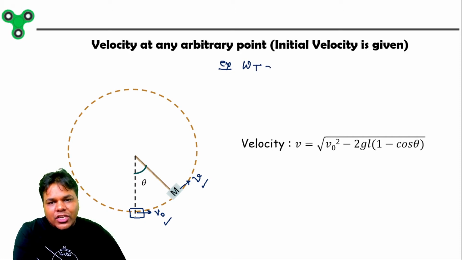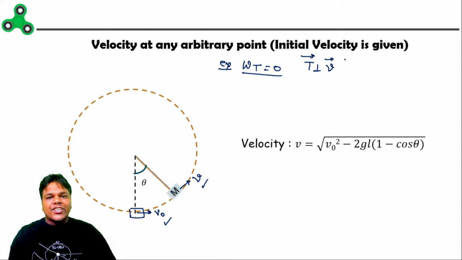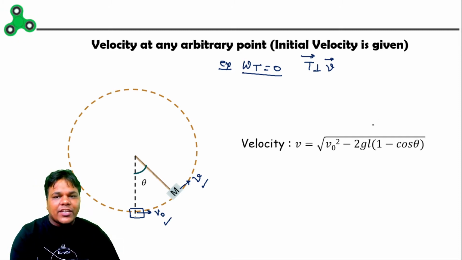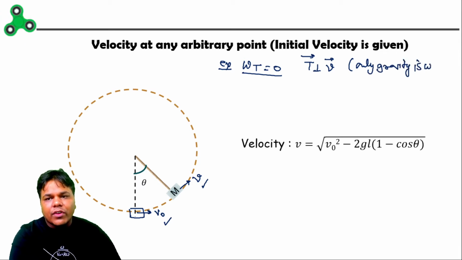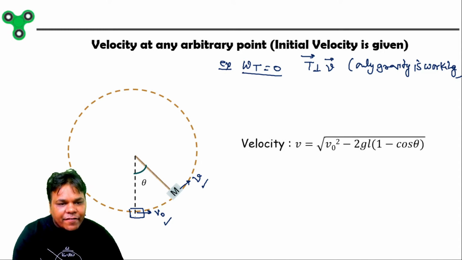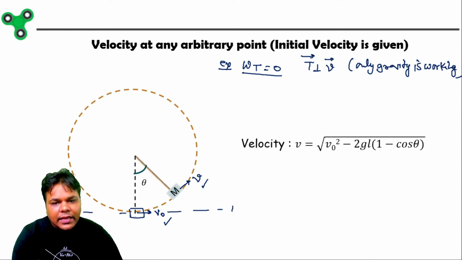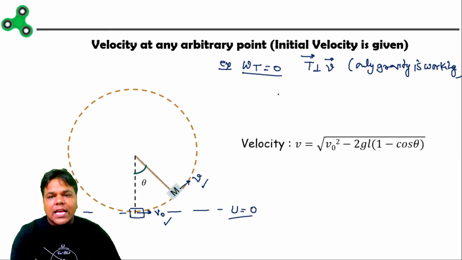The work done by tension is 0. Why? Because tension is always perpendicular to velocity. If work done by tension is 0, only gravity is working. And since only gravity is working, we can easily apply energy conservation if we assume the lowest point as the potential energy 0 reference point.